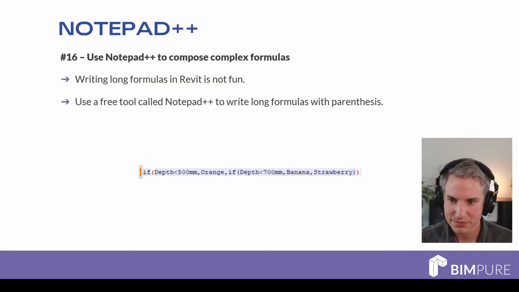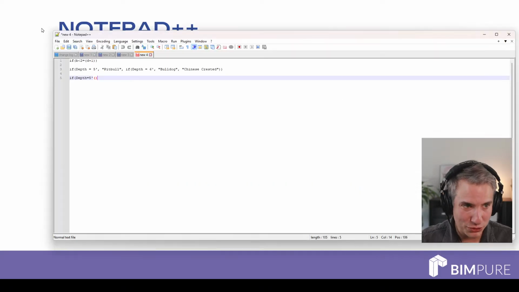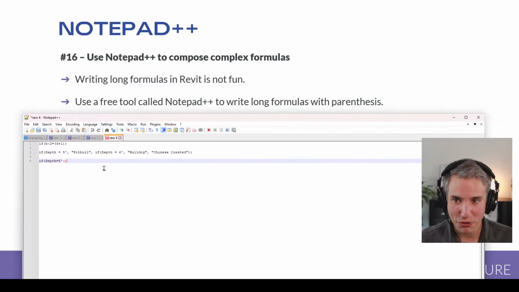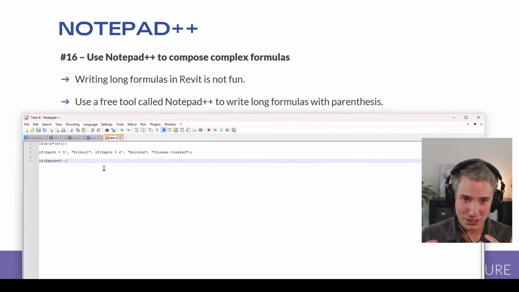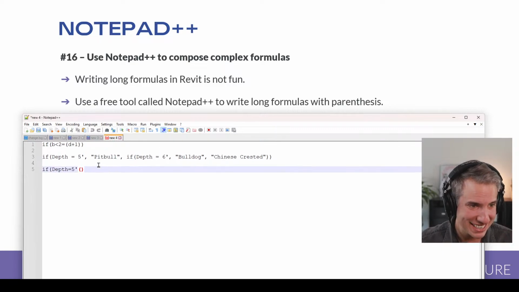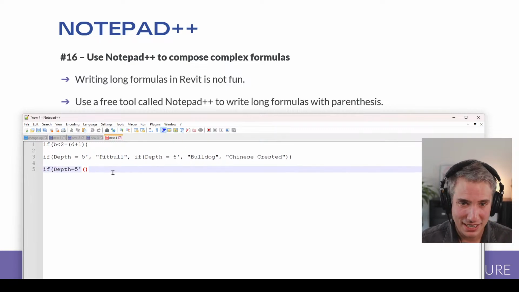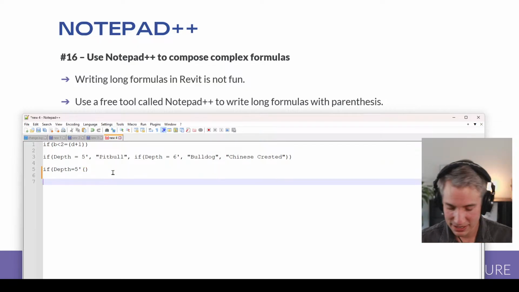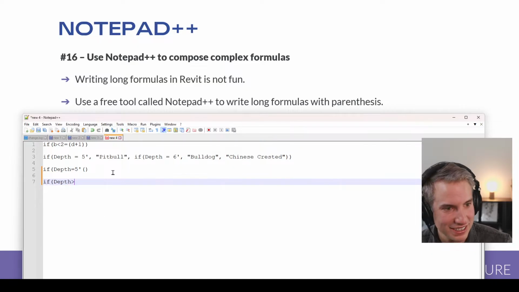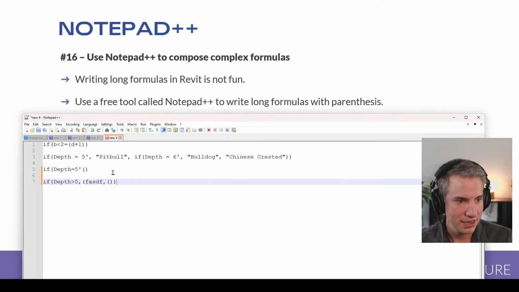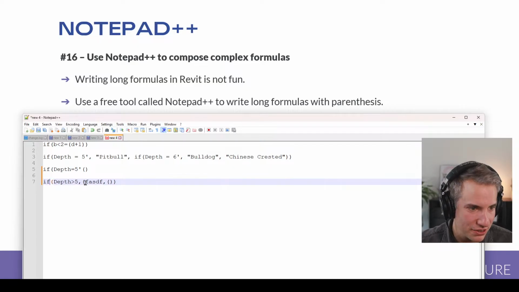Notepad++. So this is a free tool where you can type in your formulas. Whenever I'm working with complex formulas with lots of embedded ifs, I like to use this tool, especially with more than 2 or 3 parentheses. You can go if depth is larger than 5, and then another parentheses, and then another. By clicking, I can see, for example, that this parentheses is missing here.